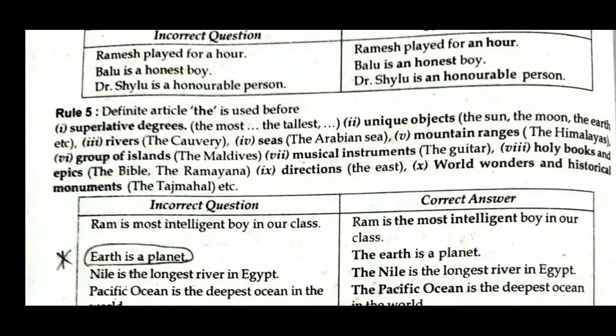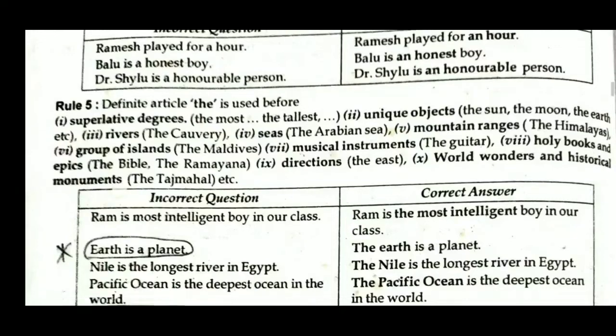Okay. The article the is used before superlative degrees, unique objects, rivers, seas, mountain ranges, groups of islands, musical instruments, holy books and epics, directions, world wonders and historical monuments.